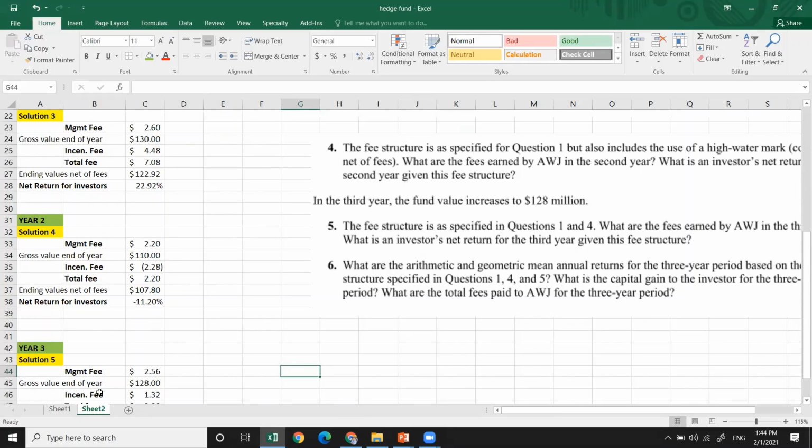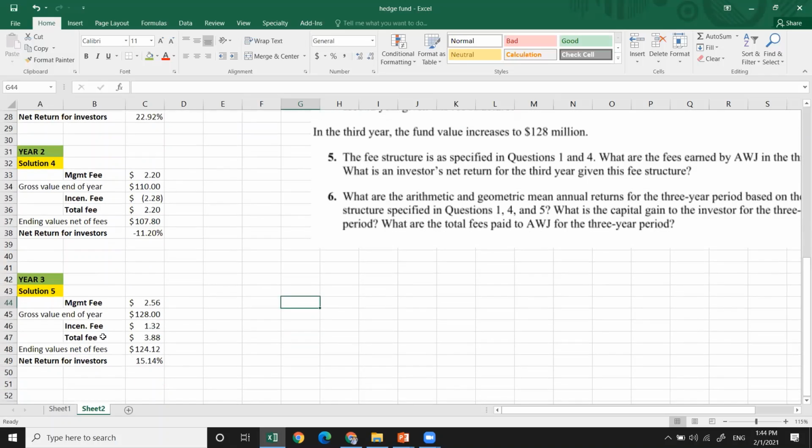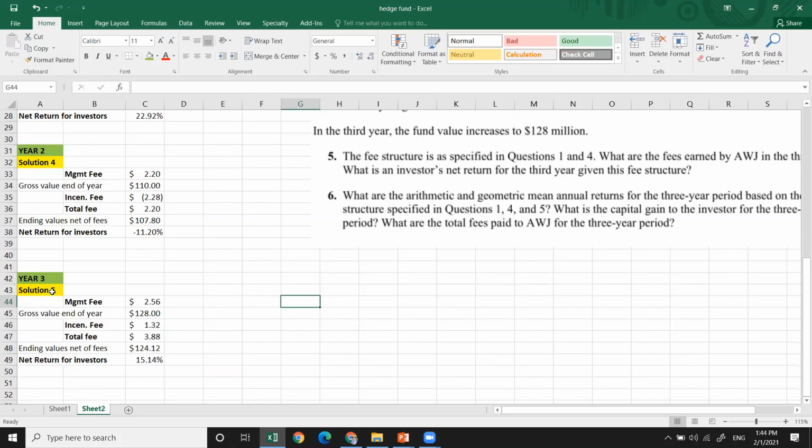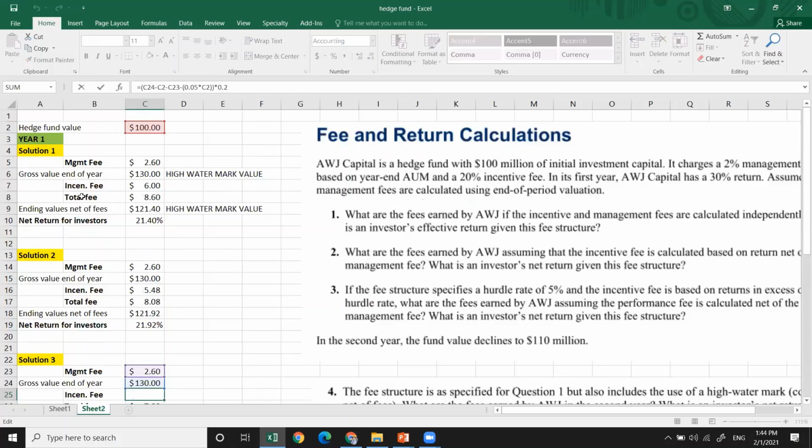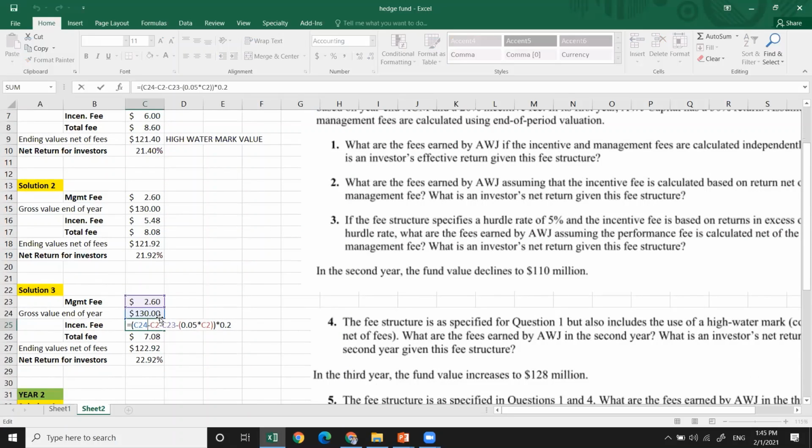Could you please show the solution 3 incentive fee? Solution 3. Okay, here. It considers everything. I see. So when we multiply by 5%, we take 100, right? No, we take the beginning value. Oh, I see. Of the beginning value. That's true. Okay, thank you. The hurdle rate is estimated based on the beginning value.